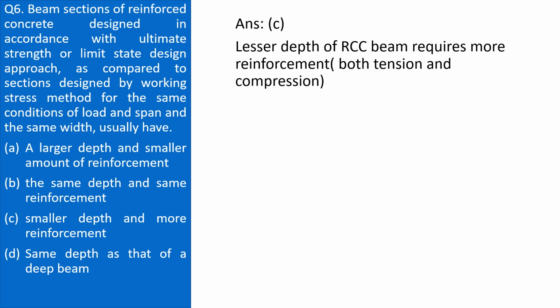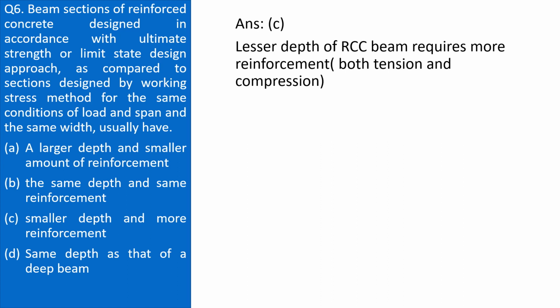Sixth one, beam sections of reinforced concrete designed in accordance with the ultimate strength or limit state design approach as compared to sections designed by working stress method for the same conditions of load and span and the same width usually have. Option A, a larger depth and smaller amount of reinforcement. B, the same depth and same reinforcement. C, smaller depth and more reinforcement. D, same depth as that of a deep beam.